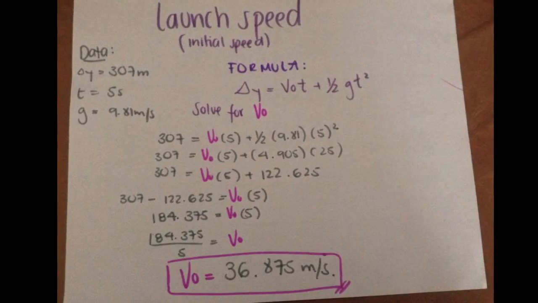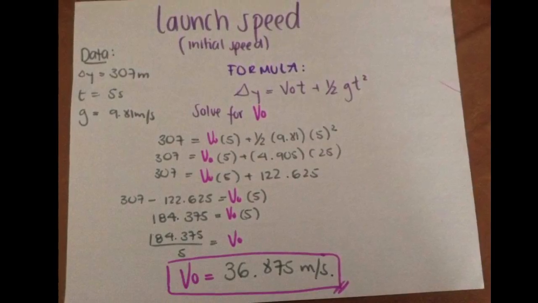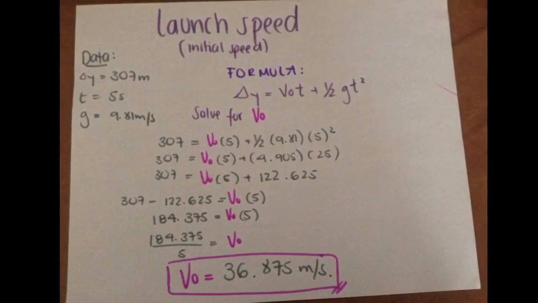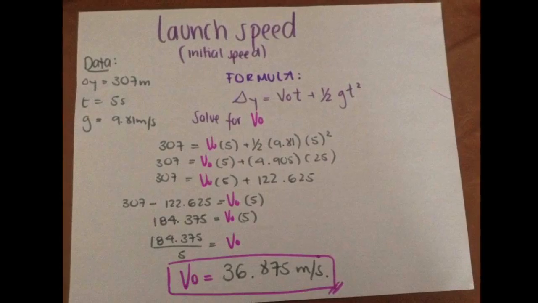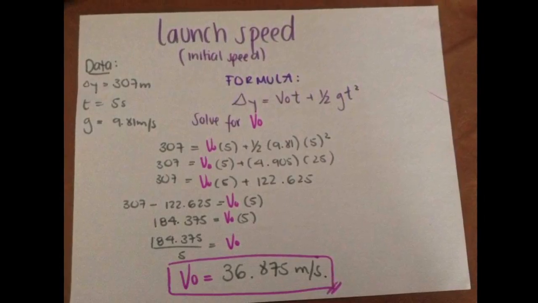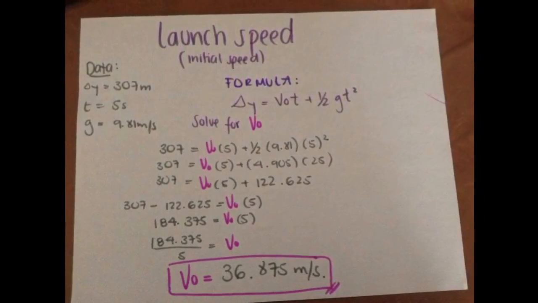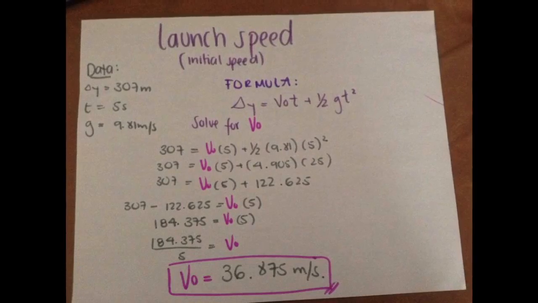For launching speed, you use the formula delta y equals V0 t plus a half of g t squared. You have your data: delta y, t, and gravity. You substitute in this formula and solve for V0, leaving you with the initial speed of 36.875 meters per second.